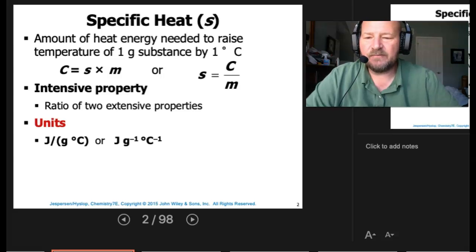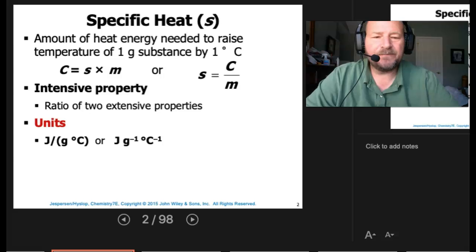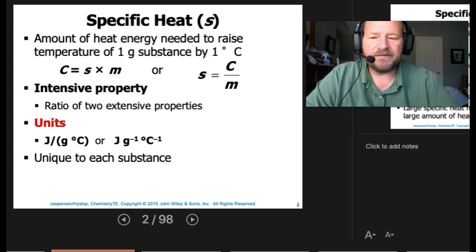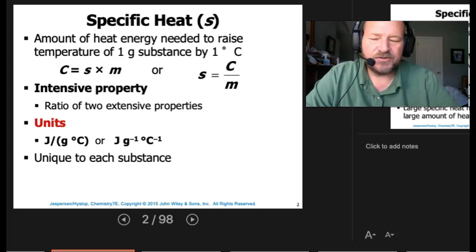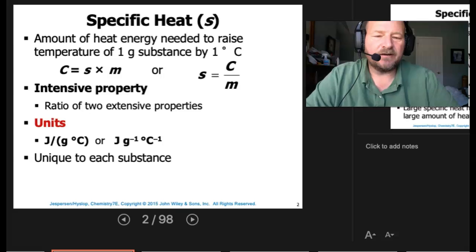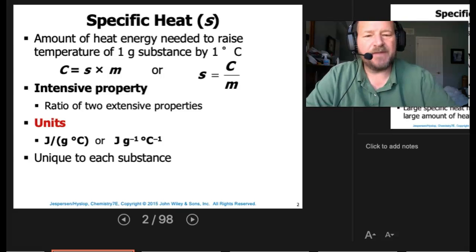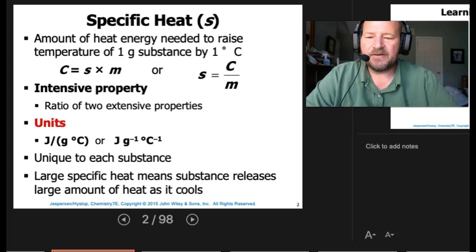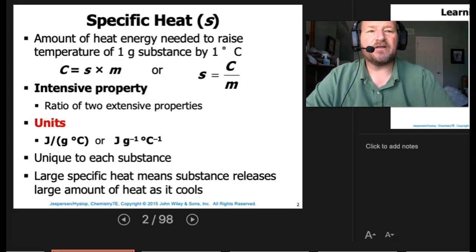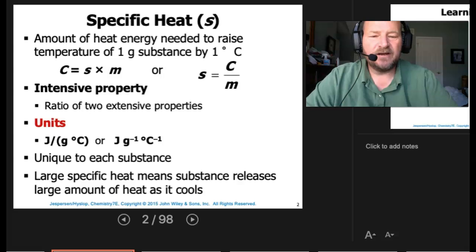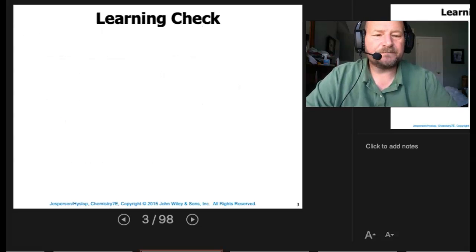Okay, so the units here will be joules over gram degree C. Or you can do calories over gram degree C. So if you Google this, you'll see typically both of those units are available. Now this is unique to each substance. So water is going to have its own specific heat. Insulation will have a specific heat. Metals will have specific heats. The large specific heat simply means that the substance releases large amounts of heat as it cools, right? So it basically says if you have a large specific heat, then large amounts of energy can transfer.